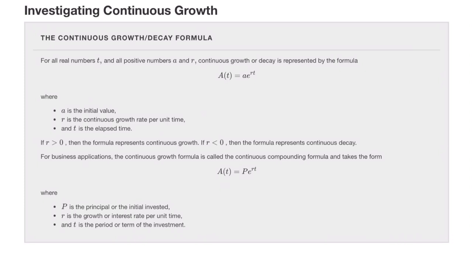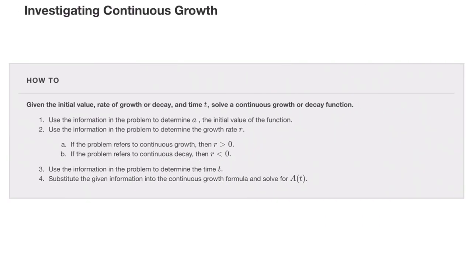All right. So for all real numbers t and all positive numbers A and r, continuous growth or decay is represented by this formula. And see, that's what you saw me using earlier. I call this the PERT formula. I'm used to seeing it in continuous compound interest: A equals P e to the rt. You see it at the bottom there. Okay, let's see it in action.